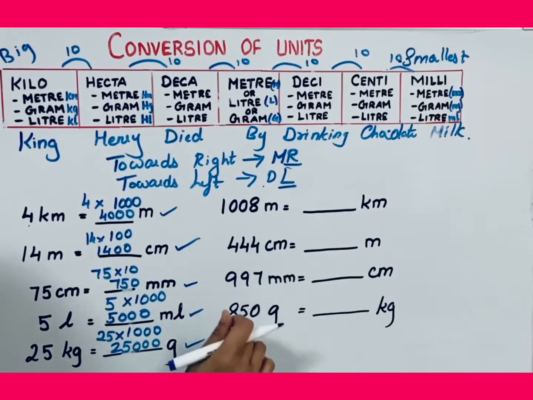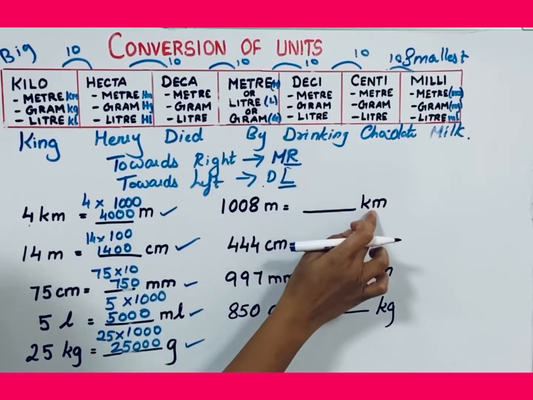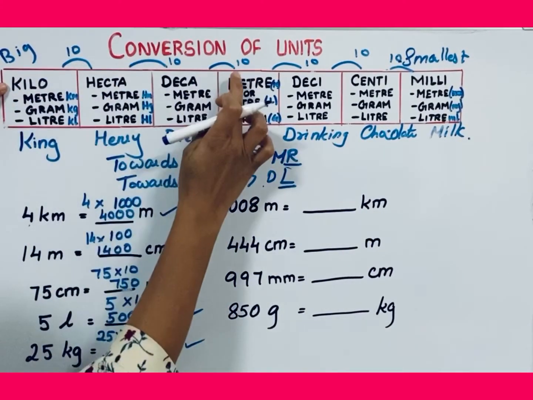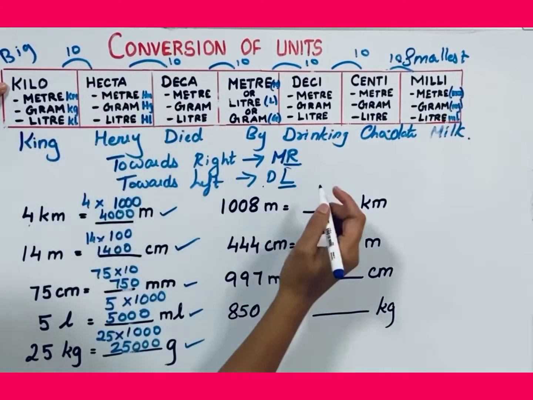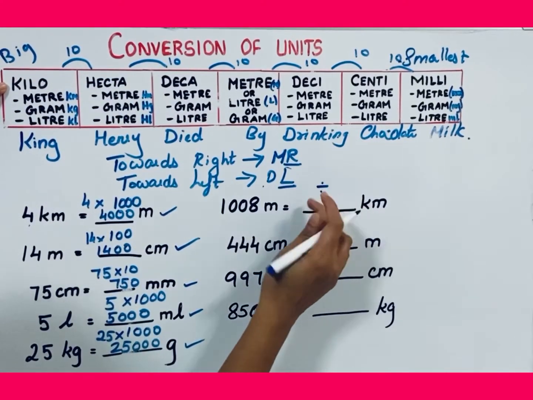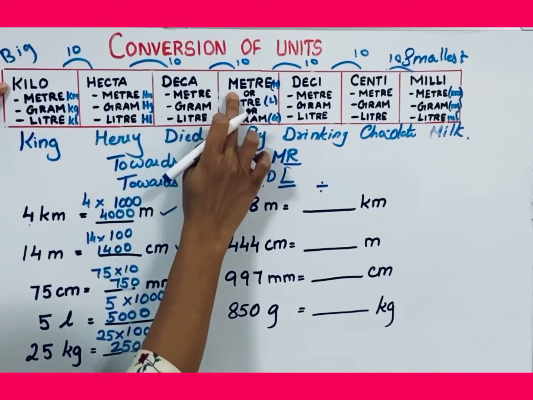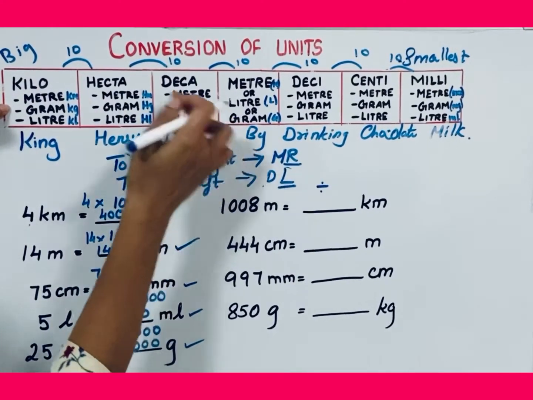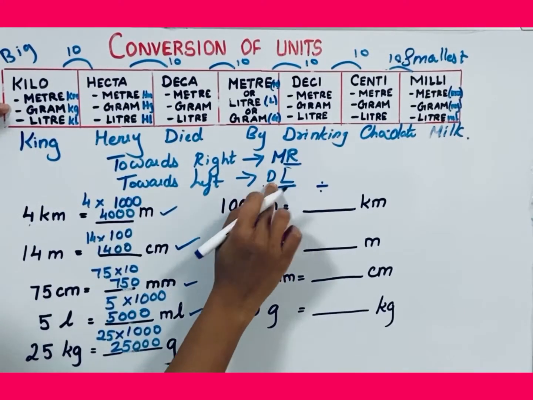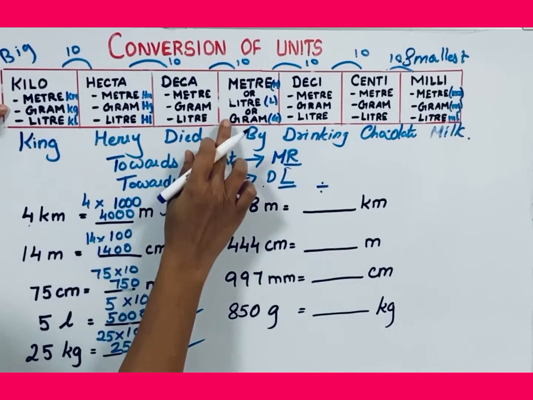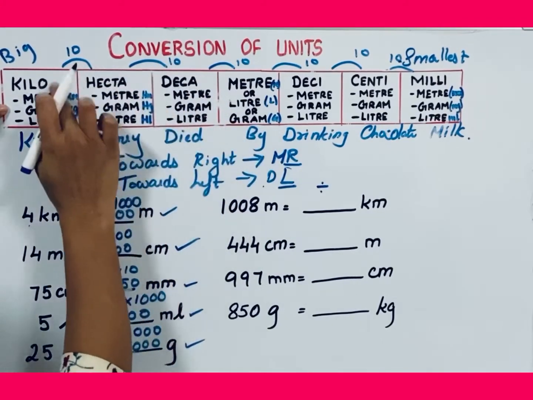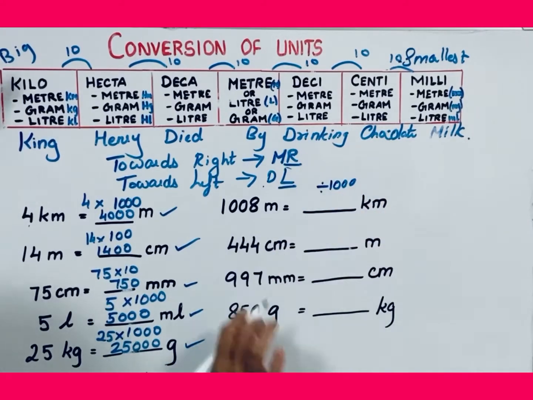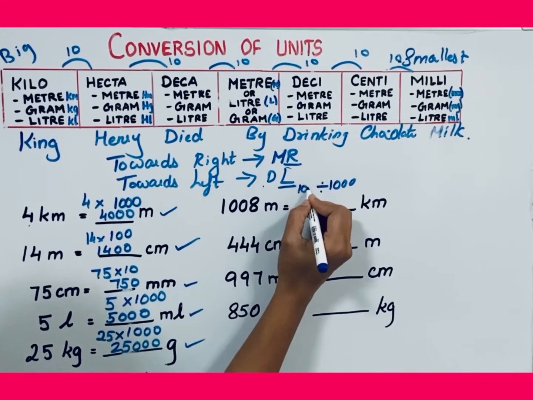Meter to kilometer. M for meter, kilometer is here. So to move from meter to kilometer, it's 1, 2, 3. That is, divide by 1000 as you are moving towards left. Moving towards left is division. How many times you have to divide? 1, 2, 3. That is 1000. 1 with 3 zeros is 1000. Take this 1008 and divide by 1000.